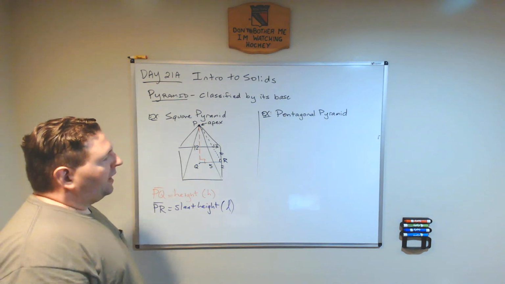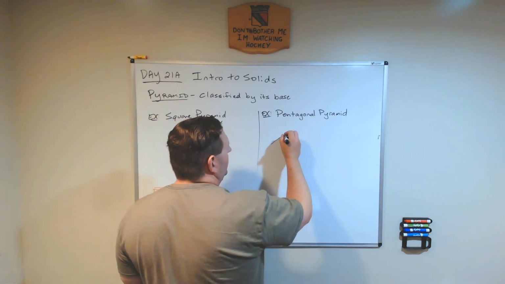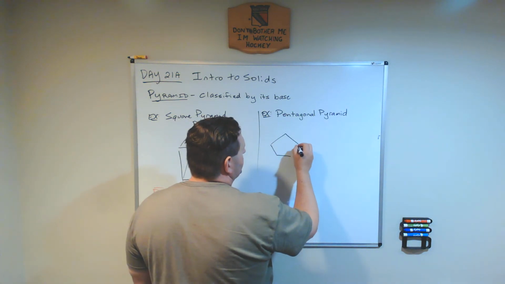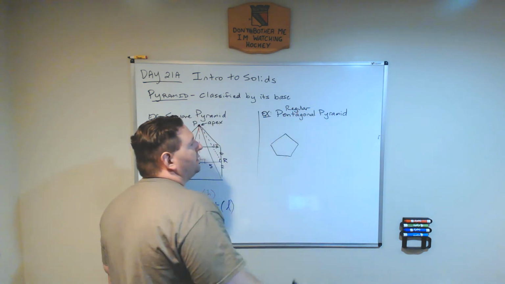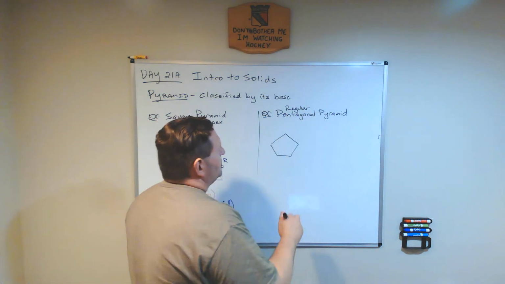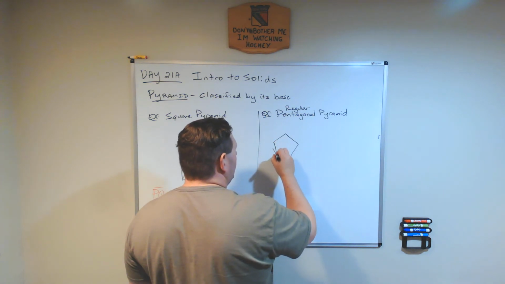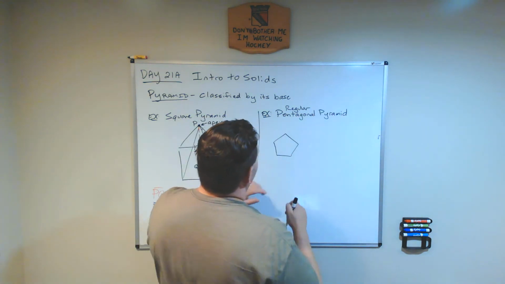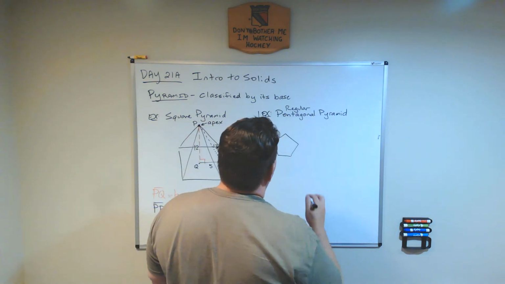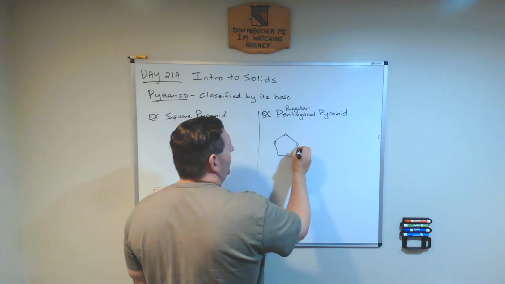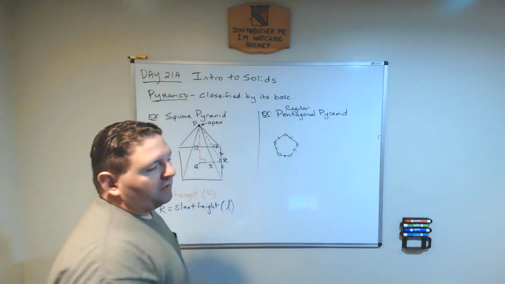Pentagonal pyramid, I'm going to draw this one a little bit differently. I want you to draw a regular pentagon. I guess we should say regular, because it doesn't have to be regular. So we're going to try and draw it so it's regular. It still doesn't look so nice. Let me try it again. It's not the best. We'll just mark it off here. All right, so that's a regular pentagon.